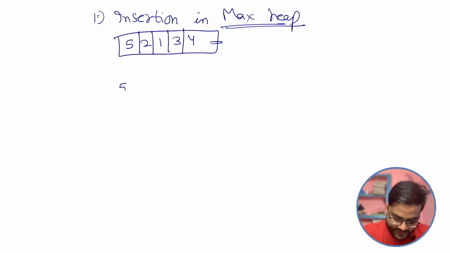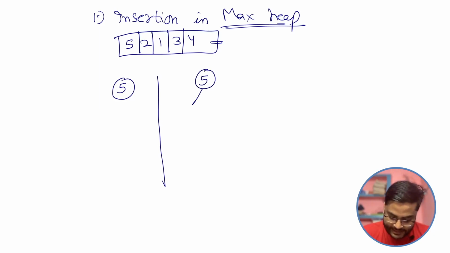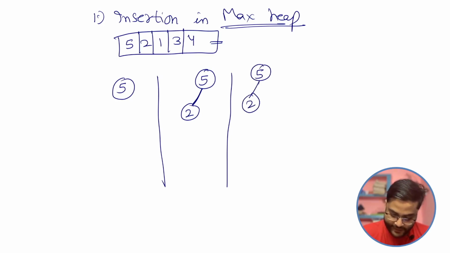First, I will insert 5. Now next I want to insert 2, so I will insert it in the left child of 5. After inserting, I will check the property of MaxHeap. So 2 is less than 5, that means our parent is greater than our child, so it follows the property of MaxHeap. Now insert 1, so I will insert 1 at the right of 5.